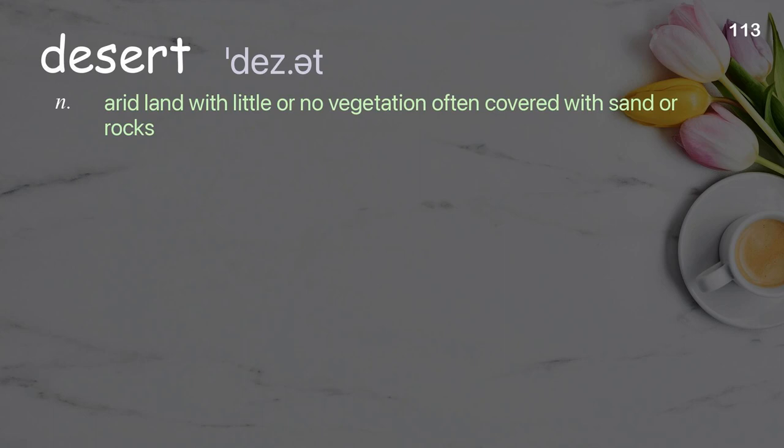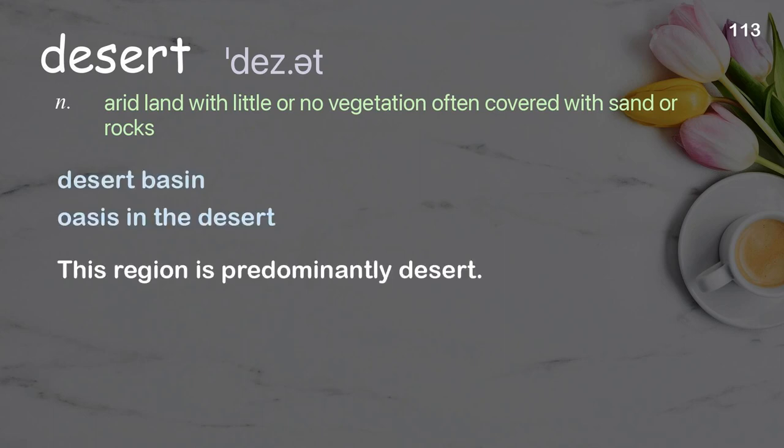Desert. Arid land with little or no vegetation, often covered with sand or rocks. Examples. Desert basin. Oasis in the desert. This region is predominantly desert.